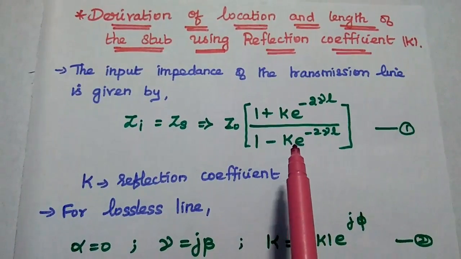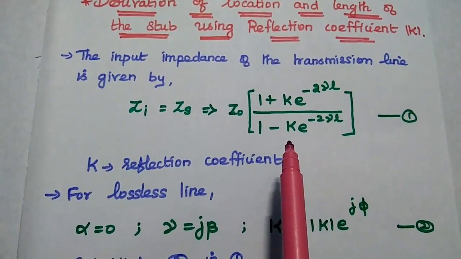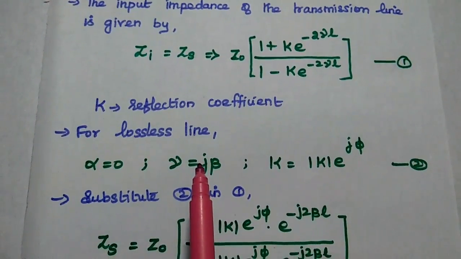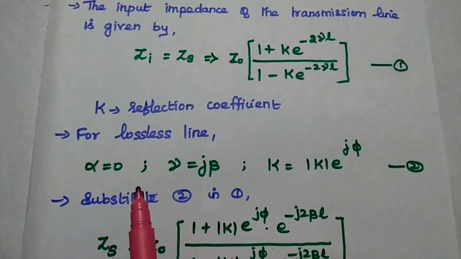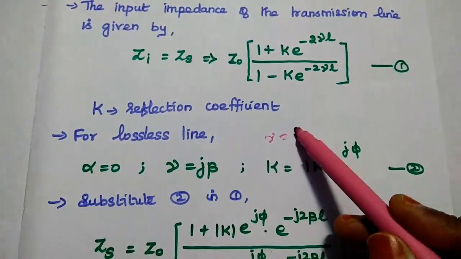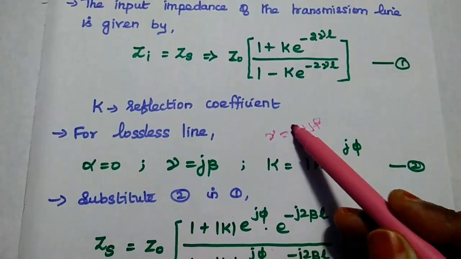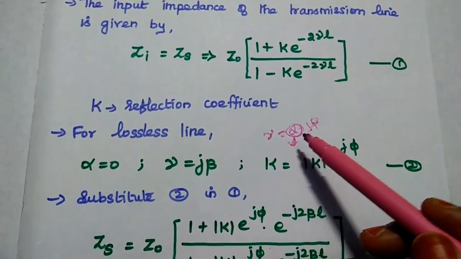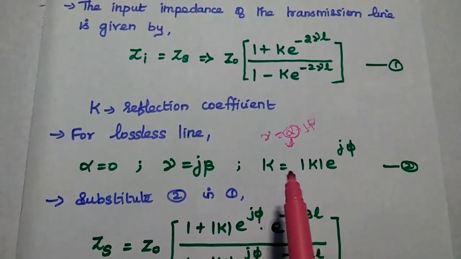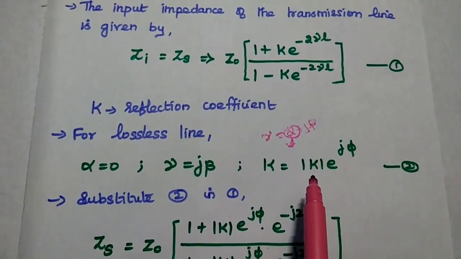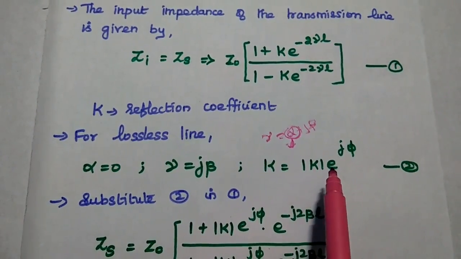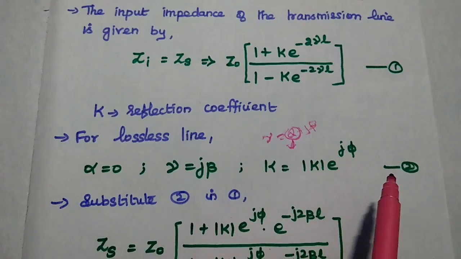In this, k is nothing but the reflection coefficient. As we all know, for a lossless line there is no attenuation, so alpha is equal to 0. Here gamma is equal to alpha plus j beta, and alpha is equal to 0. Correct? So we can write gamma is equal to j beta, and the k value can be represented as the modulus of k into e power j phi, that is magnitude along with the phase. Consider this as the second equation.